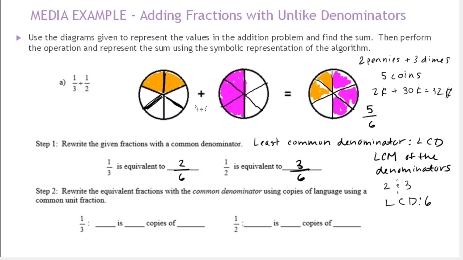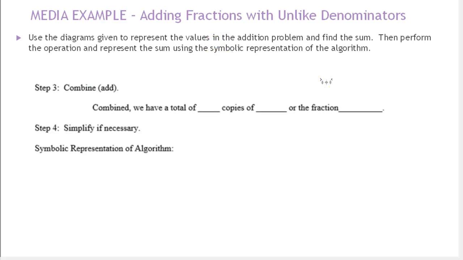Okay. So now we can say, well, if 1/3 is equivalent to 2/6, that's 2 copies of 1/6. 1/2 is equivalent to 3/6, which is 3 copies of 1/6. And now we want to combine them together like we did in the last picture. And combined, we have a total of 2 plus 3, or 5 copies of 1/6, which is 5/6. Okay? So that's the idea in the process of adding two fractions with unlike denominators.